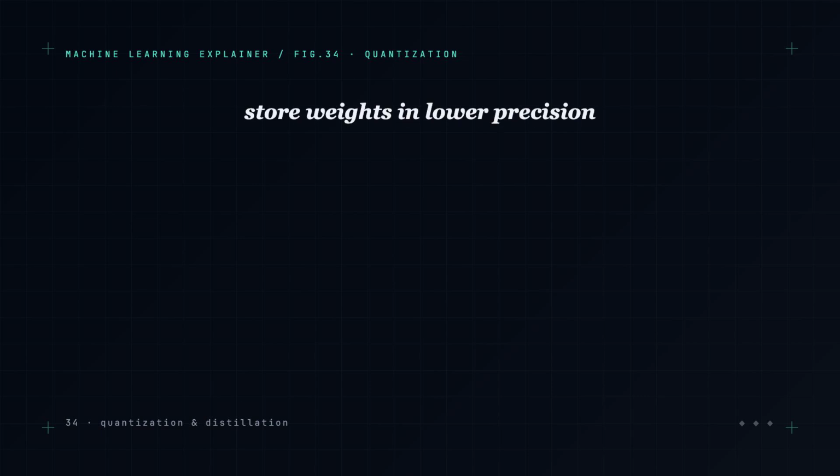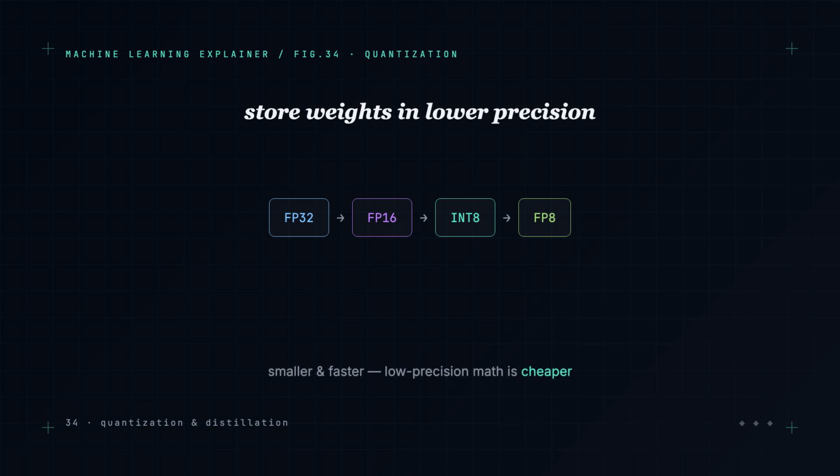Quantization says no. It stores the weights in lower precision, 16 bits, 8, even fewer, rounding each number to a coarser grid. The model gets dramatically smaller and faster because low precision math is cheaper and moves less data. You're trading a tiny bit of numerical exactness for a big practical win.